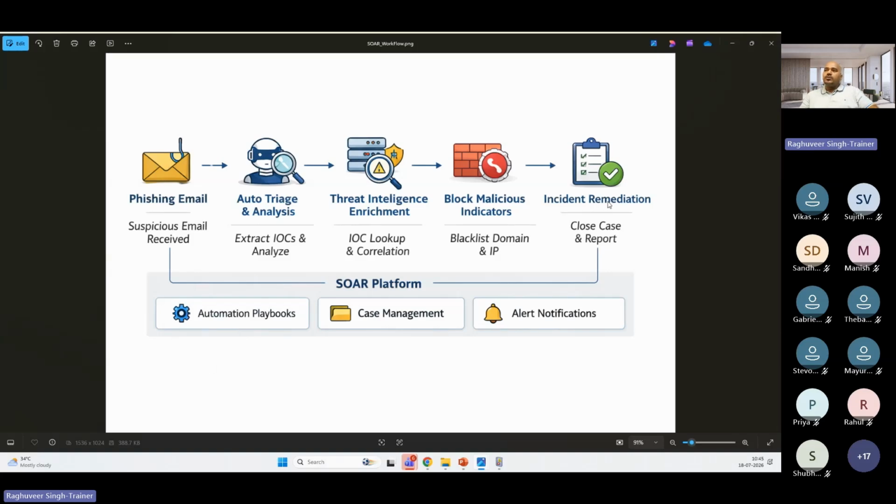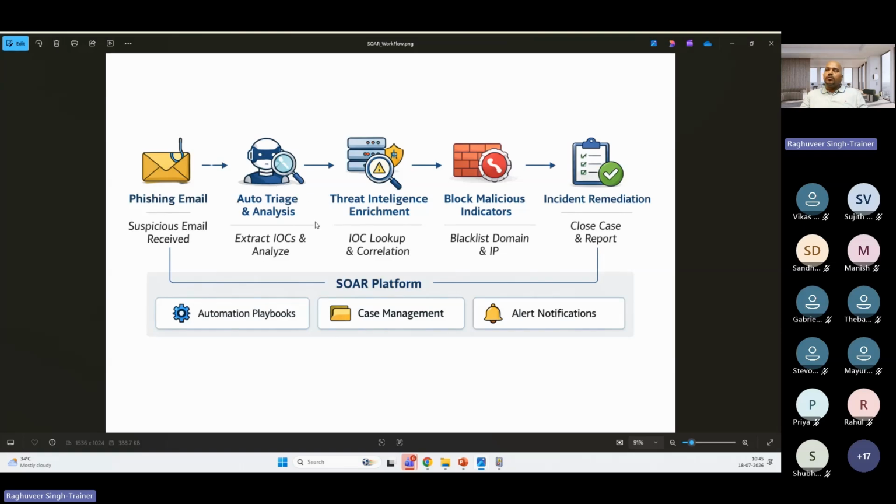In this example, you see how SOAR works. A suspicious email is received. As soon as that email is received, a log is generated and the alert is triggered in the SIEM. The SOAR will take over. So there will be a trigger configured for the SOAR. When you configure automation, you configure it using a trigger. The trigger could be an email, or a log generated with some ID or certain condition that will trigger the SOAR.